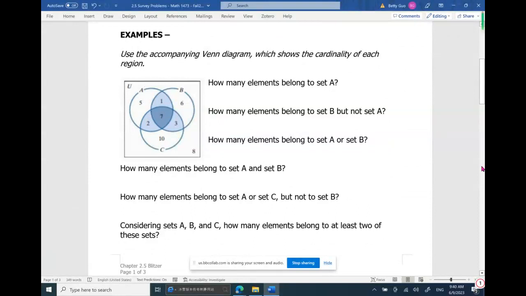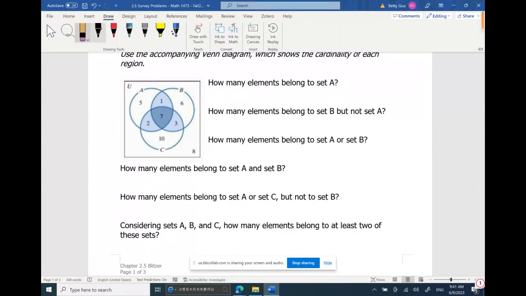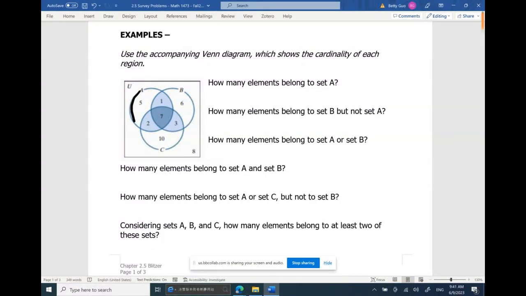So, for example, you see this circle representing set A. In this circle, we have 5, 1, 2, 7, right? We have 5 elements in this region, 1 element in this region, 7 here, 2 here. Add them up. That is 15. That means we have 15 elements in set A. Again, 5 here is the number of elements that fall in that region, not the element 5.